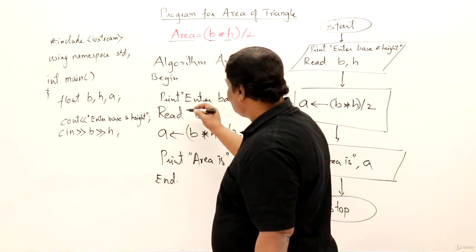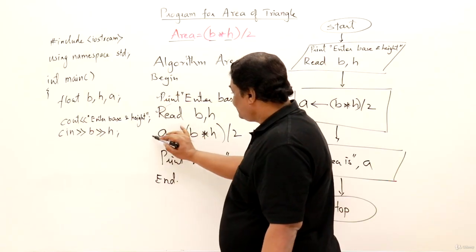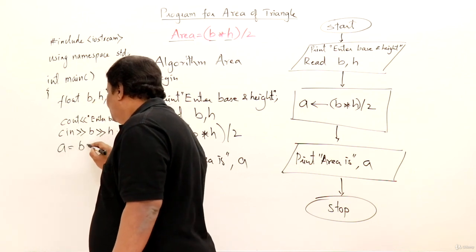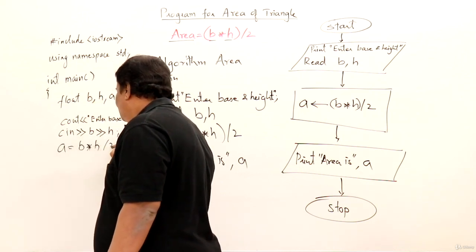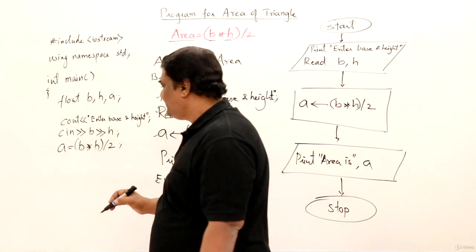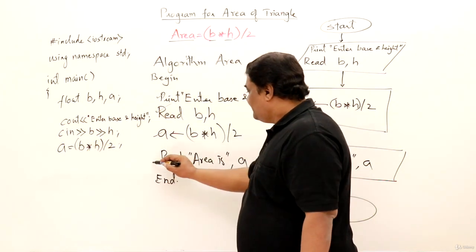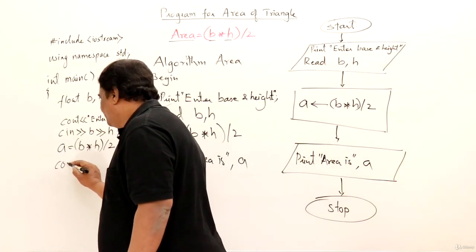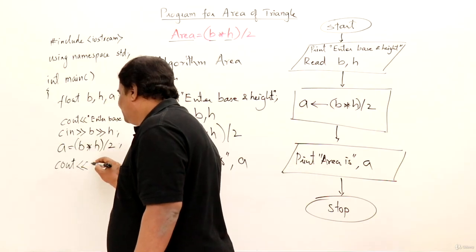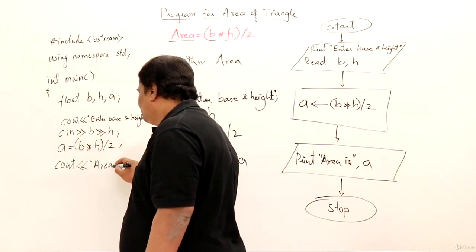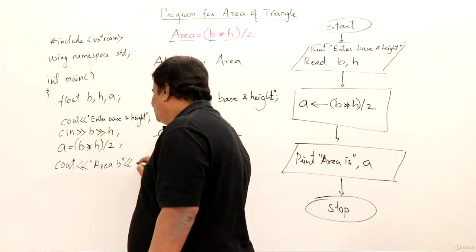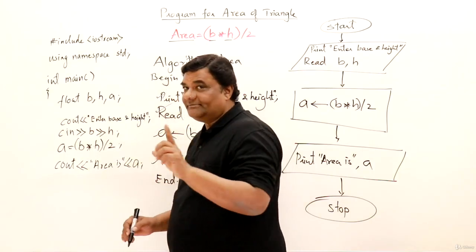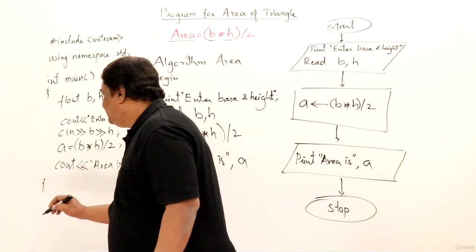The next step in the algorithm, we have finished with this step and this step. The next is process, so find out the area. So A assign B into H divided by 2, and this I can put in brackets. Then the next step is print the result, then end. So here I will write area is, so first of all a message, that is area is, right? Then display a variable. The message should be in double quotes, the variable should not be in double quotes, right? Then end of the program.